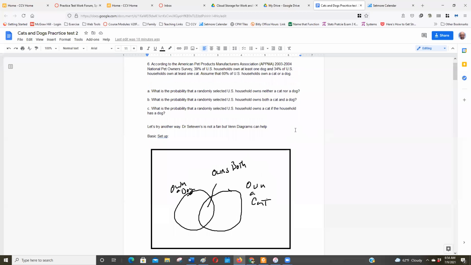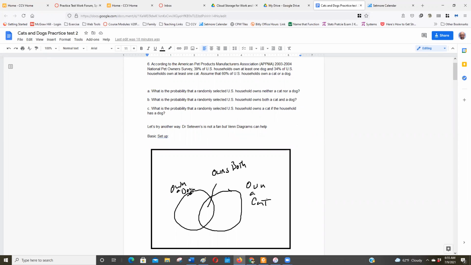Okay, so I thought I'd just talk through this Google Doc that I created for this practice test question. Now, as I said here, sometimes having a picture really helps, and Venn diagrams make a great picture. Dr. Stevens isn't into them; he doesn't use them, but I'll often talk about them with students if they ask questions about probability.